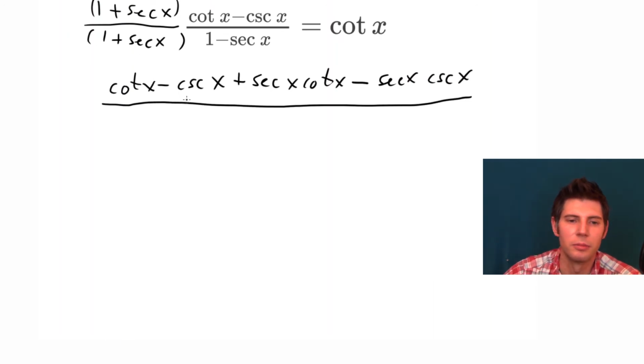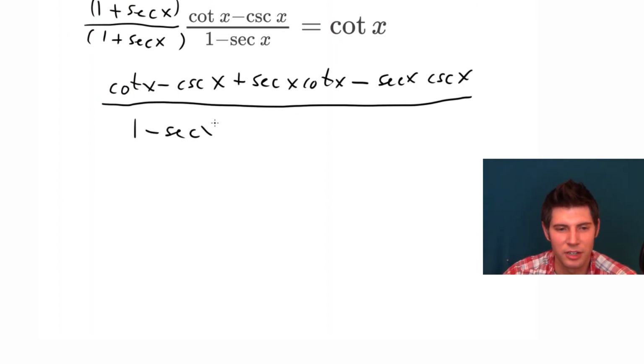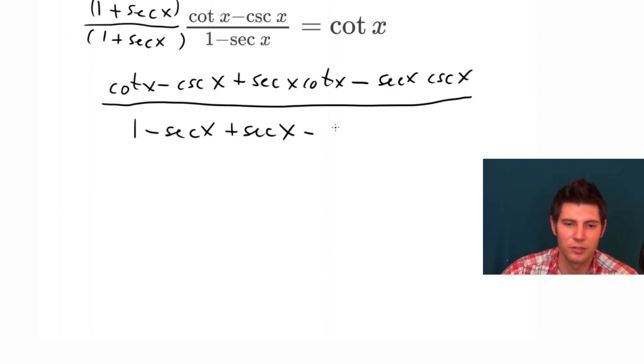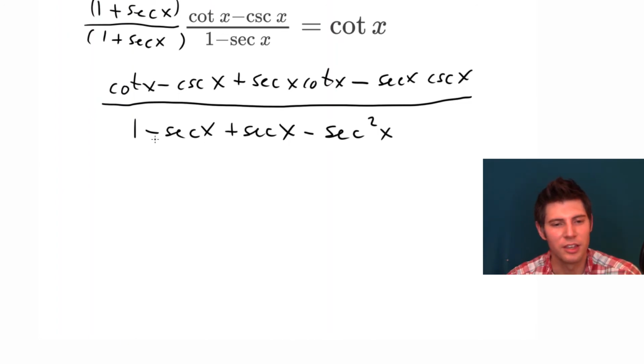Then on bottom, 1 times 1 is 1. Then 1 times negative secant x is negative secant x. Positive 1 times secant x is plus secant x. And secant x times negative secant x is negative secant squared x. These middle terms cancel on bottom. And on top, I think we're going to have to rewrite everything in terms of sine and cosine.